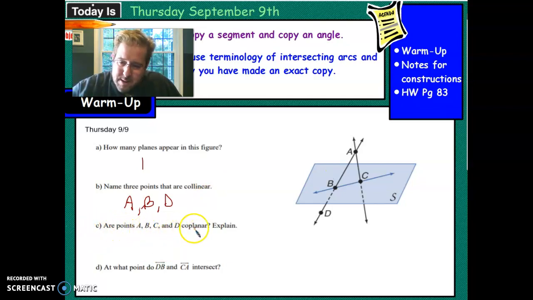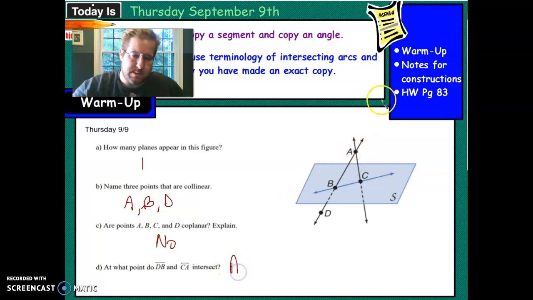Are points A, B, C, and... Oh, no. Sorry, I just answered that. At what point do lines DB and CA intersect? CA and DB intersect at point A. Point A is where they intersect, above the plane S.